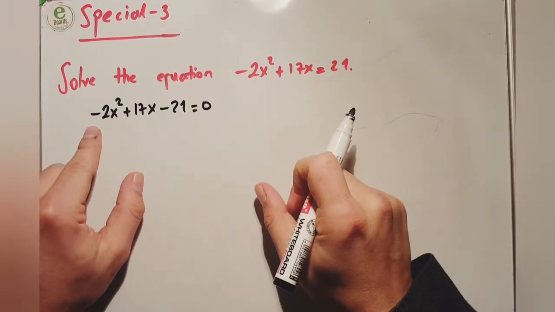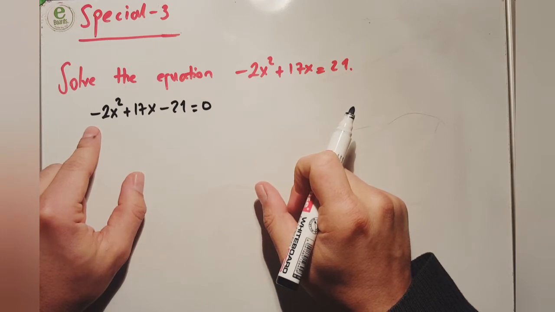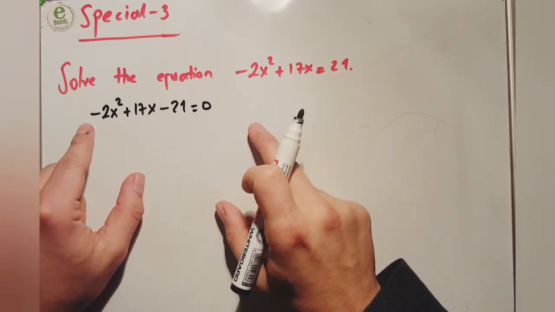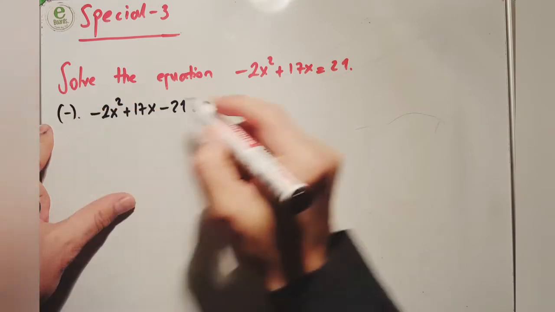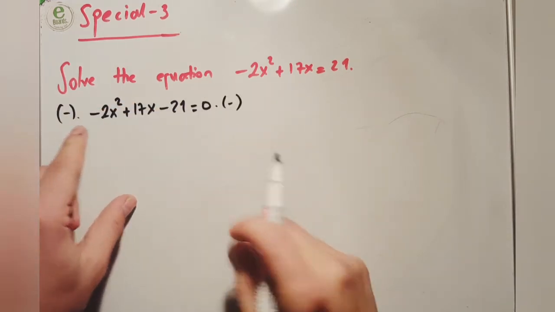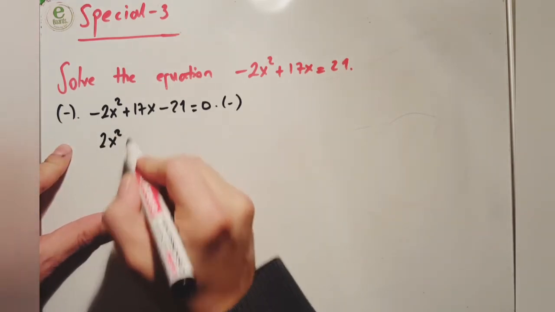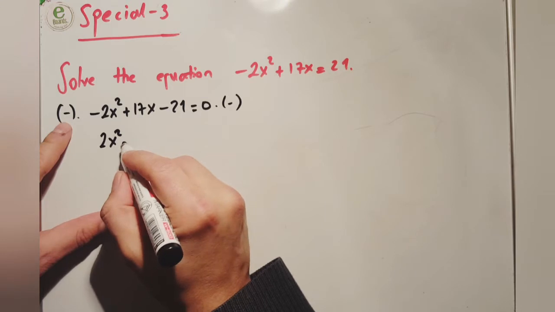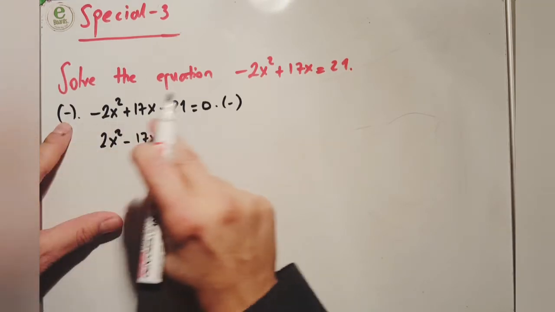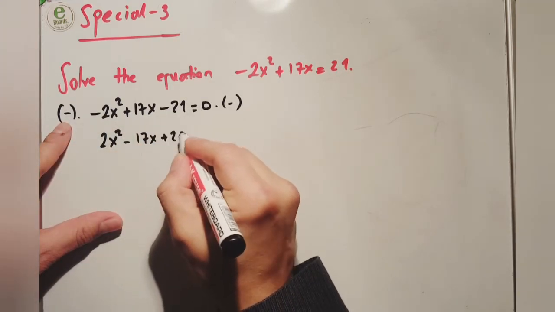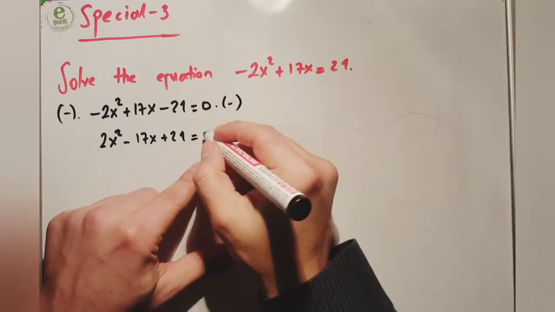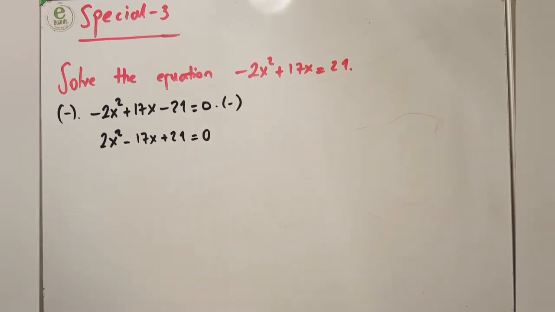To get rid of the negative 2x squared, let's make it positive. I will multiply both sides by minus. When we multiply both sides by minus, minus times minus 2x squared is positive 2x squared, minus times plus 17x is minus 17x, minus times minus 21 will be plus 21, is equal to 0 times negative, which is 0. Okay. To find the roots, we can actually use the quadratic formula, but instead of this, first let's try the factorization method.